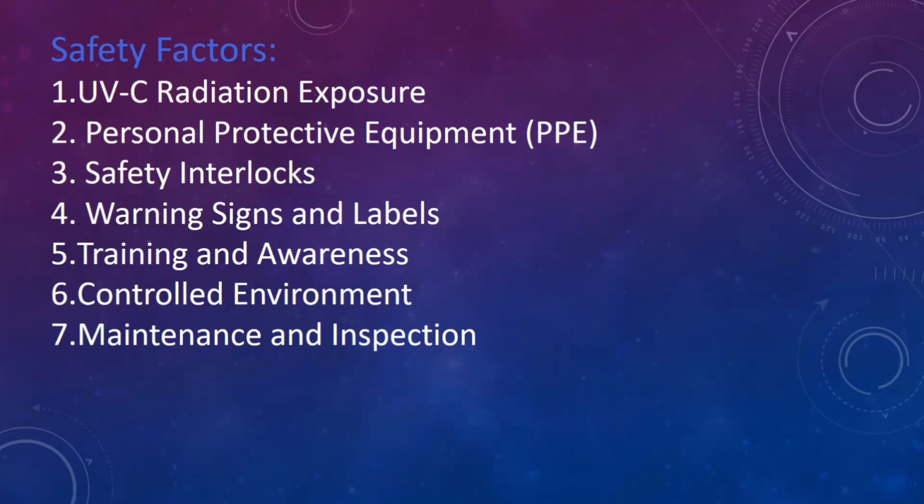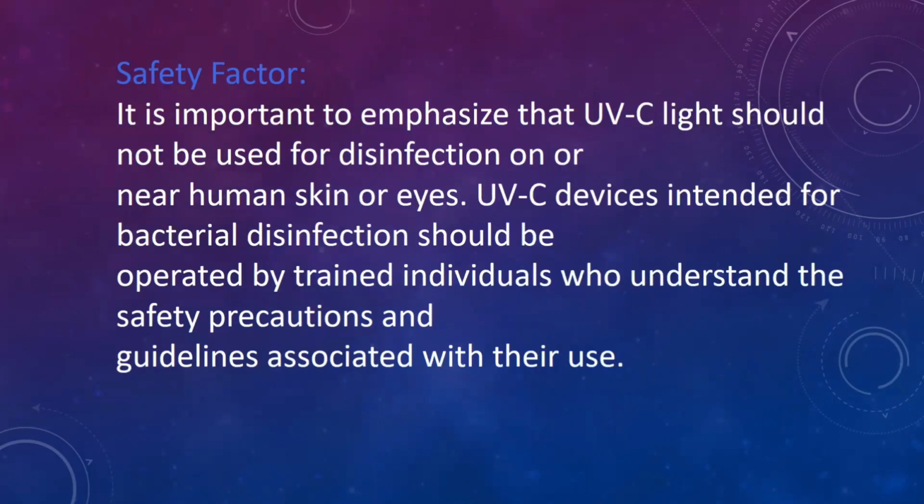Safety interlocks. A UV chamber or device can be equipped with safety interlocks that automatically turn off the UVC light if the chamber is opened or breached. This ensures that accidental exposure to UVC radiation is minimized.